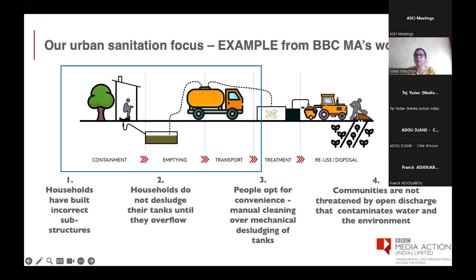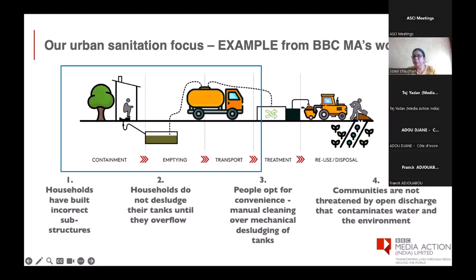The second, within emptying, we understood from our research that households do not desludge their tanks until they overflow. Factors at play in the background are that mostly people opt for convenience. They will delay desludging, they will choose manual cleaning over mechanical desludging, but at the same time, they're very sensitive to social disapproval. So we wanted our audiences to empty the right way, at the right time, and through the right people.